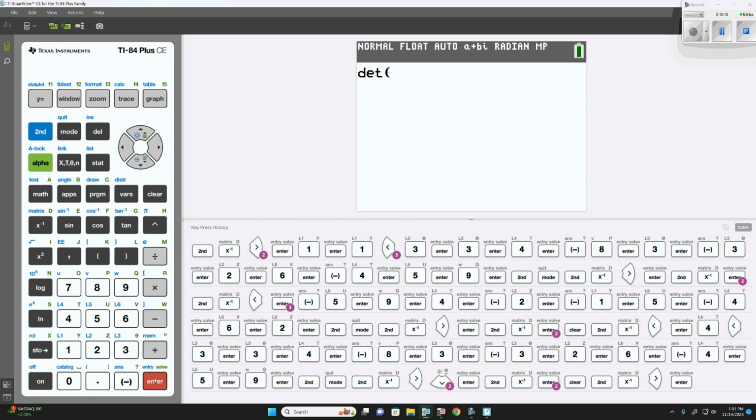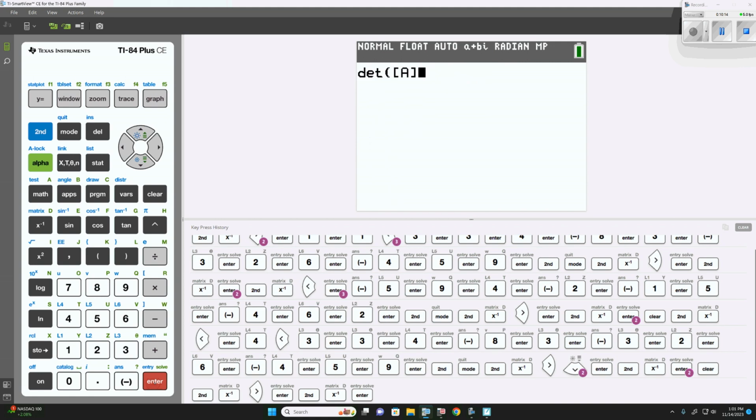The top one, DET, is determinant. So we do second matrix, 1 over, find the determinant. Second matrix, tell it to do the determinant to matrix A, and it tells us the determinant is negative 93.